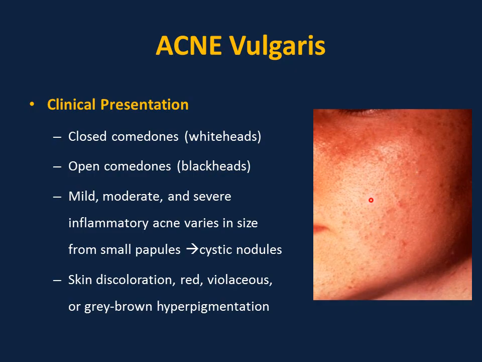So this is a mild form of acne. It's not inflamed, just small papules of open and closed comedones. The acne presentation varies from mild, moderate to severe. Inflammatory acne varies in size from small papule to cystic nodule, as we'll see in the next slide. Also can be associated with skin discoloration, red, violaceous, or gray-brown hyperpigmentation. And when it reaches this point, this can be very stressful to the adolescents and cause depression.